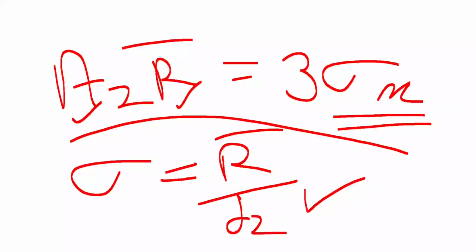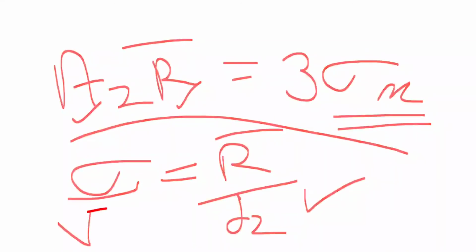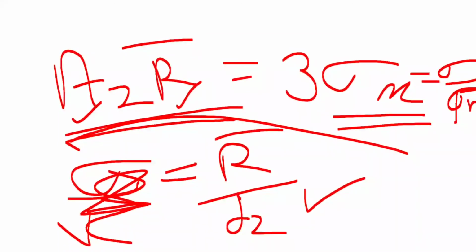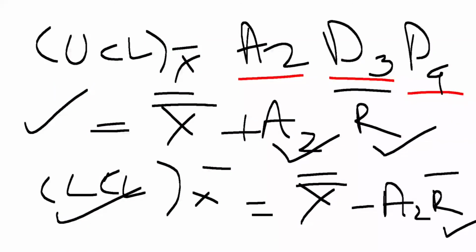So n is the number of subgroups. After dividing sigma by root n, you will get sigma x. Now with the help of this, you will get the value of A2 R mean, so you can calculate it easily.